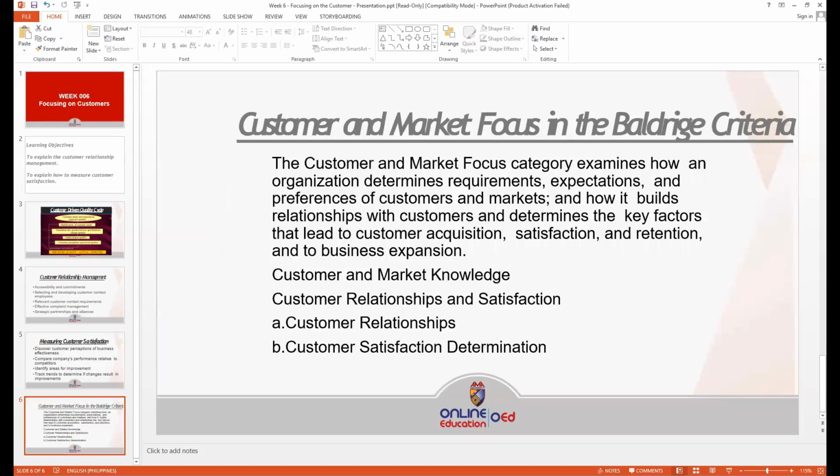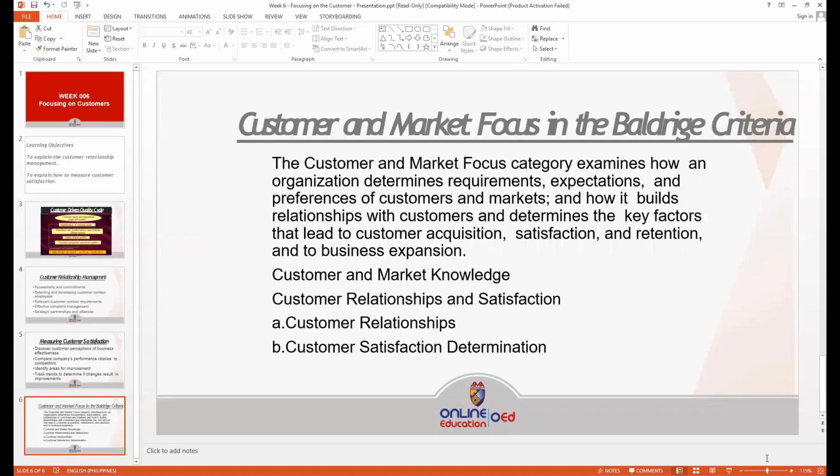So the last one: how do we get a customer focus? Customer focus is how we examine the organization in determining the requirements, expectations, and preferences of customers and markets. Customer focus also builds relationships with customers and determines the key factors leading to customer acquisition, satisfaction, and retention, toward business expansion.